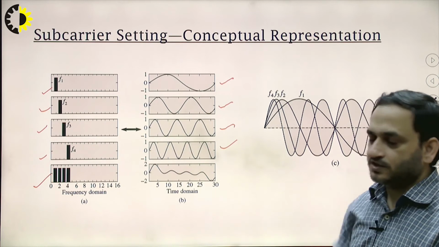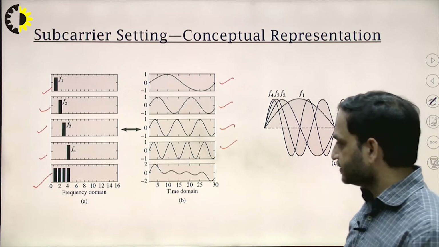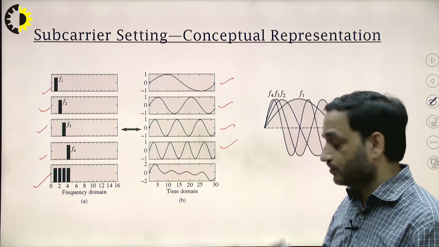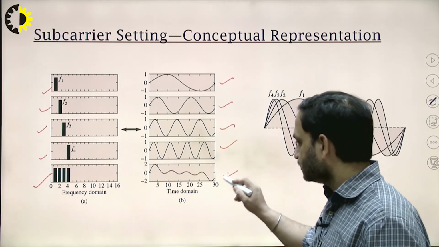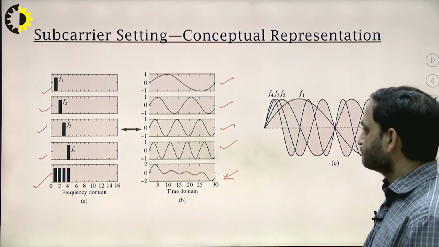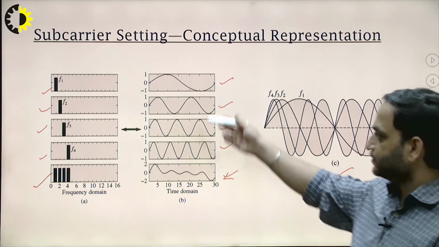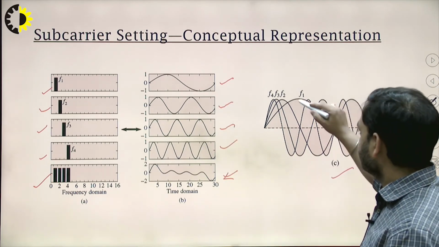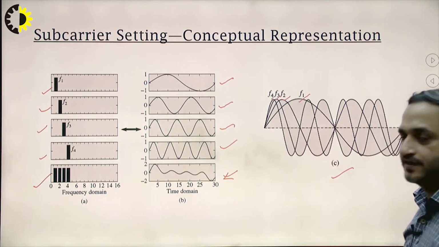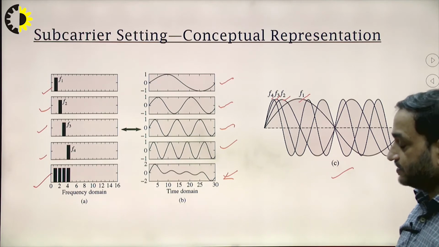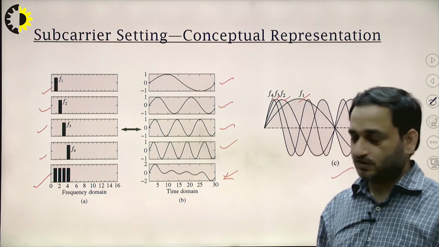This is all in the frequency domain. In the time domain, the resultant wave after the summer will look like this. So this is the resultant wave. This figure shows the addition of all these waves: this one is F1, then F2, F3 and F4. All waves are represented in this way, and the resultant wave will look like this, showing the peaks of the different waves.